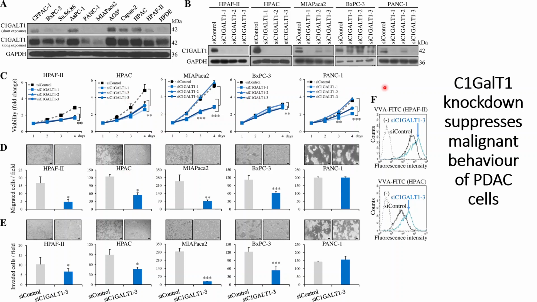In this video, we will discuss how the C1GalT1 knockdown suppresses malignant behavior of PDAC. In the previous video, we understood that when the researchers checked the pancreatic cancer patient data, they were able to find that where C1GalT1 is highly expressed, the patient has a low survival rate, or we can say that C1GalT1 has an inverse relationship with the survival rate. So here they did some in vitro experiments to check whether C1GalT1 knockdown caused suppression of the malignant behavior of PDAC or not.